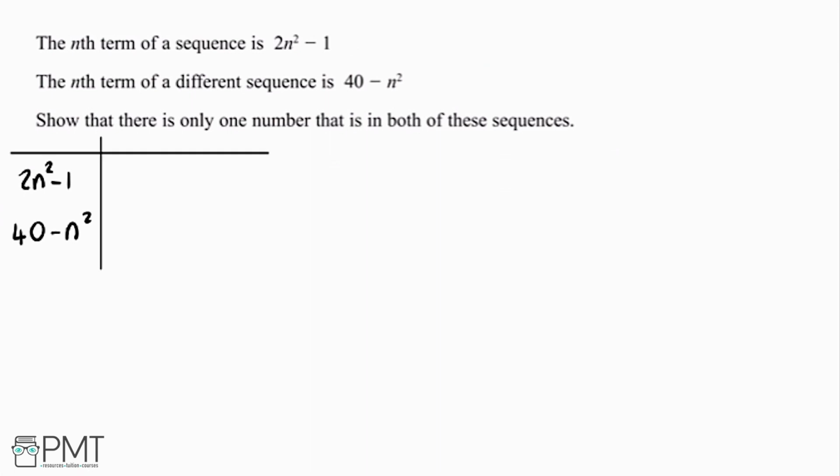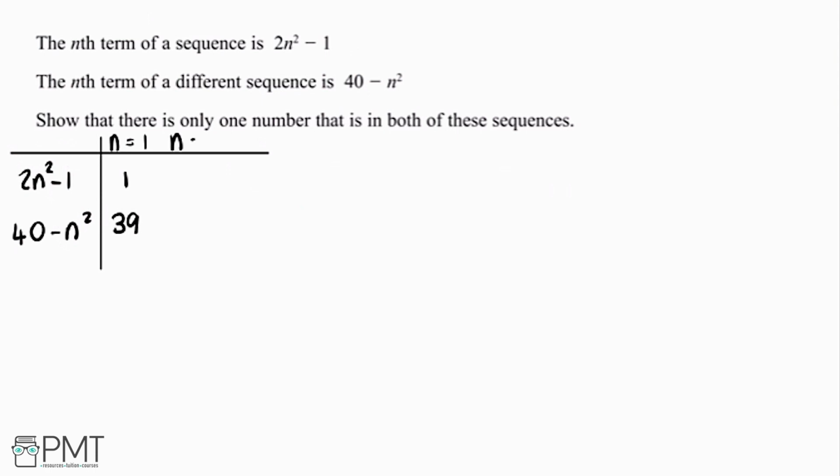So if I start when n is 1, so we're going to sub n in here. So we've got 2 multiplied by 1 squared minus 1. And feel free to use your calculator to do that. And you'll have 2 minus 1, so 1. Then we've got 40 minus n squared, so minus 1 squared, so 39.